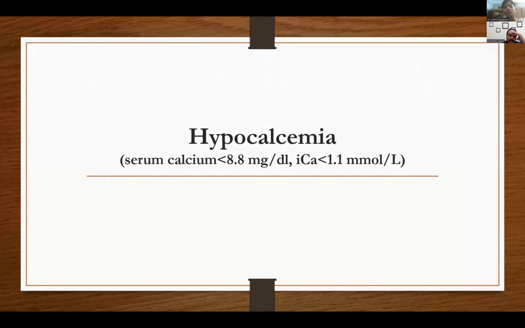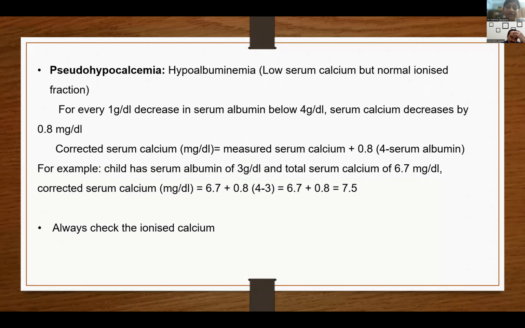So we call it hypocalcemia when the serum calcium is less than 8.8. In some books, it is written as 8.5. The cutoff is even lower in case of infants. It's less than 8. And in case of premature infants, it is said to be less than 7.5. And the ionized calcium has to be less than 1.1 millimoles per liter for us to call it hypocalcemia.